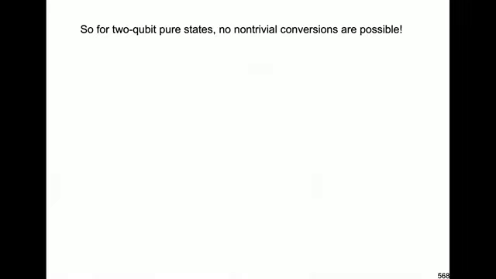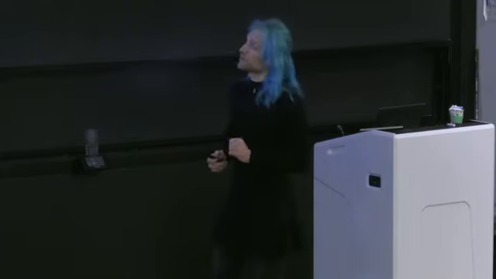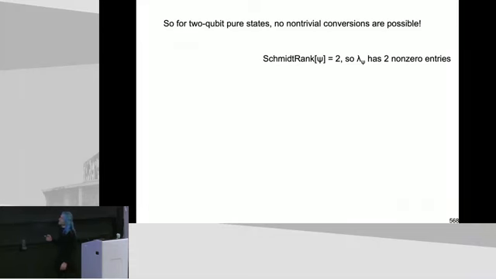So let's use this condition, and we can use it to prove that for 2-qubit pure states, there are actually no non-trivial conversions possible within this resource theory. In LOCC, we saw that you could convert any more entangled state to any less entangled state. You could decrease that theta variable arbitrarily. But here, there are no non-trivial conversions. And the proof is pretty simple using that condition on the previous slide.